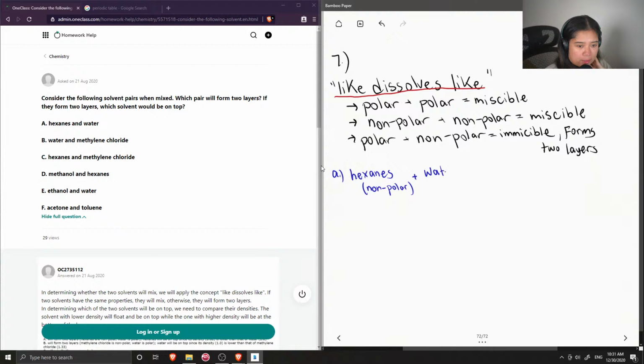But water, on the other hand, is polar. So therefore, they will form two layers. And if we were to look at the density of the two, you'll see that hexane has a smaller density, so it will be on top.